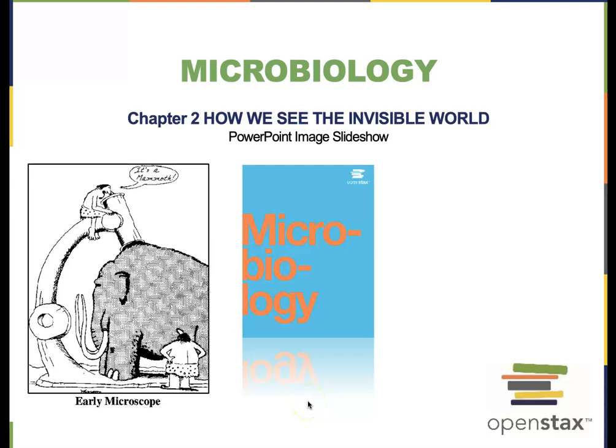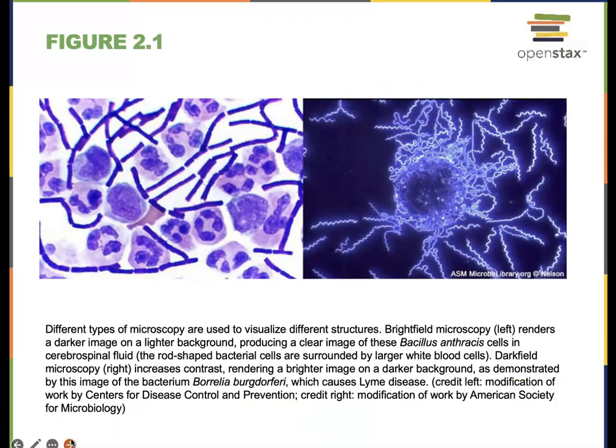Hello, this is chapter 2 about how we see the invisible world, largely using our microscopes. So this first figure basically shows you two different kinds of ways that we can look at microbes.